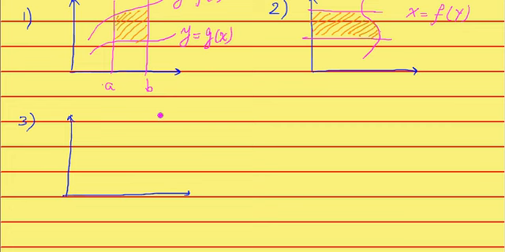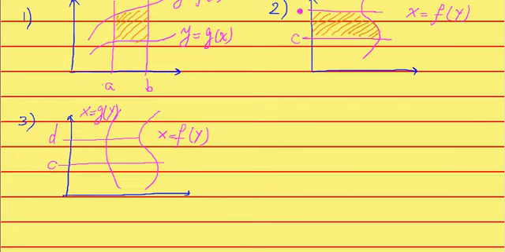You might have x as a function of y, and another one here. Let me just keep my terminology similar in all these cases. And this one, x as some other function of y. Traditionally we use a and b for the x-axis and c and d for the y-axis here. It doesn't matter what you call them.